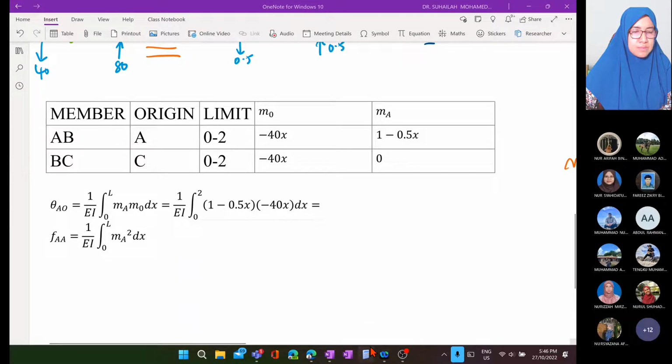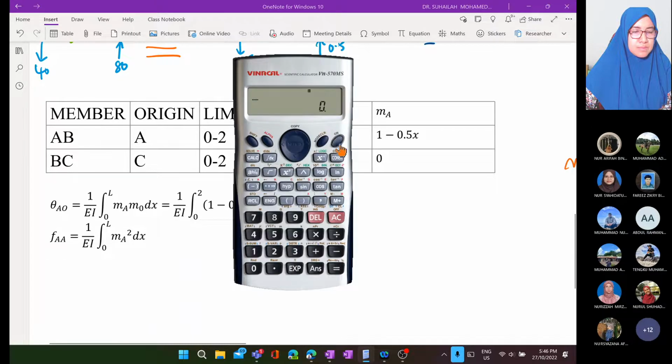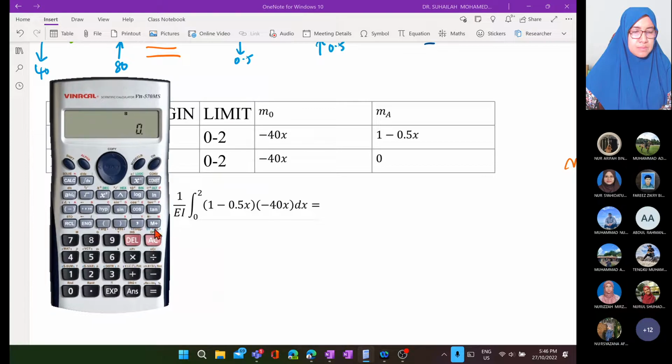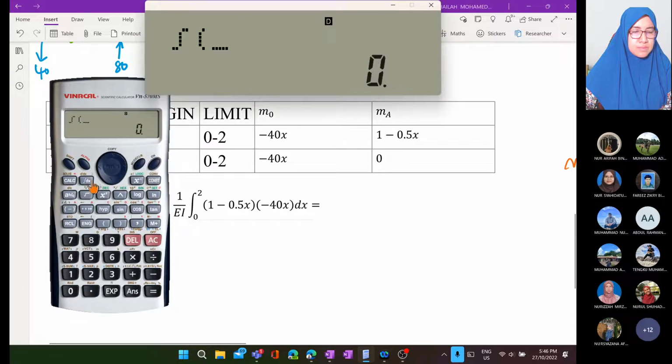What is the answer? We integrate 1 minus 0.5x times negative 40 dx, with limits from 0 to 2. So what is the answer?